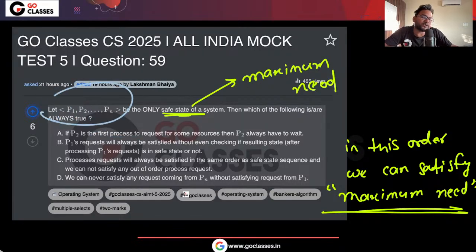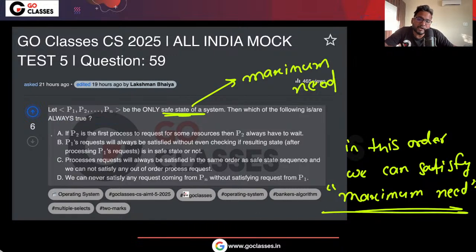This is the current safe sequence, which is true. But can we satisfy the request from P2 instead of satisfying the request from P1? That is okay. We can do it. At that moment, let's suppose P2 is asking, can we do it? We need to check it. If we do it, then is the resulting sequence a safe sequence or not? Whatever, I mean, are we getting any safe sequence or not?